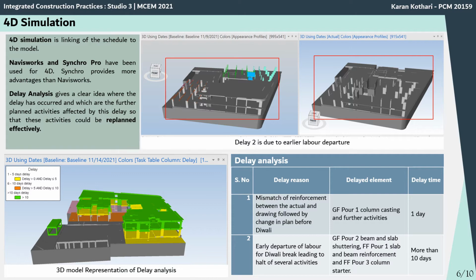Also, a delay analysis was performed, which can be seen in the 3D model representation made using Synchro and represented by different colors, as yellow shows 1 to 5 days delays and green color shows more than 10-day delays in activities. It causes a mismatch in reinforcement and early departure of labor for the Diwali break, resulting in a halt of several activities. Based on these delays, further activities can be planned.